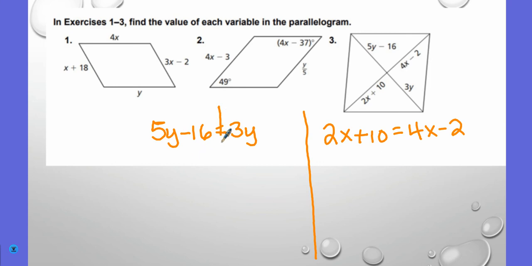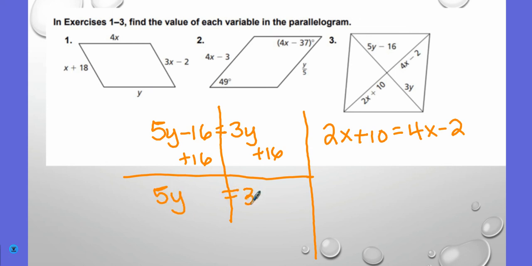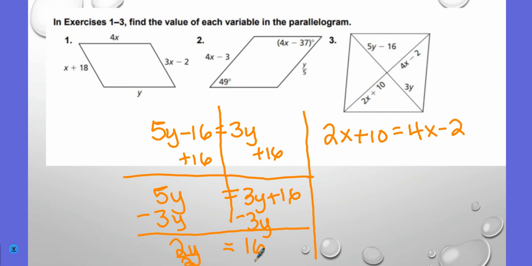All right, so I'm going to draw the line down the middle here. The variables go on the left side, the constants go on the right side. So I'm going to say plus 16 to both sides to get that constant on the side it's supposed to be on. So 5y equals 3y plus 16, minus 3y, minus 3y. Divide by 2, divide by 2, y equals 8.